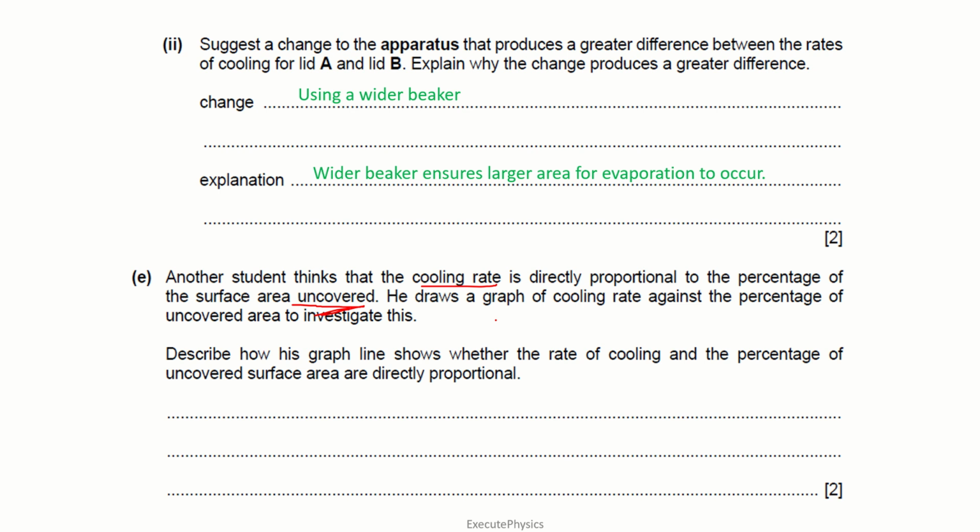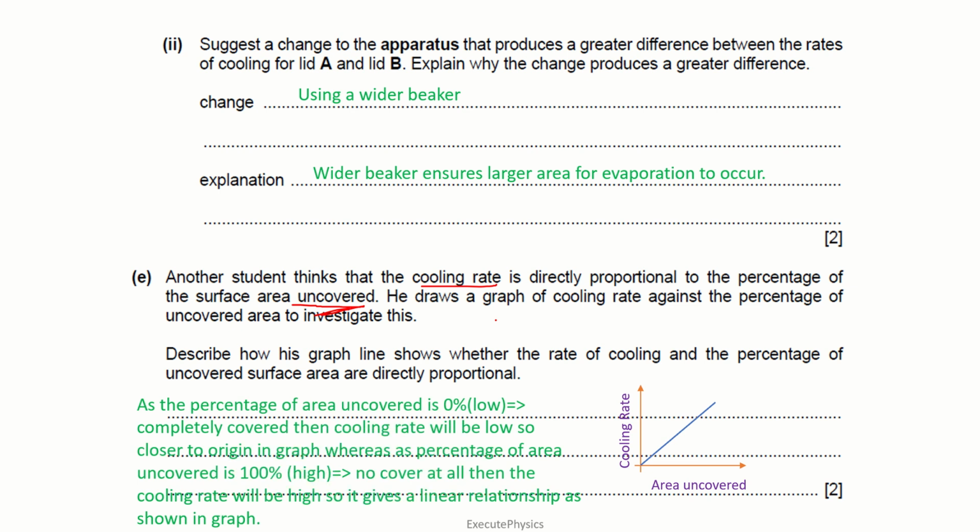So describe how this graph line shows whether the rate of cooling and the percentage of uncovered surface area are directly proportional. Any two physical quantities which are directly proportional will have a linear relationship. Am I right? So the graph would ideally look like this for any quantities which are directly proportional. But we need to prove it. We have to describe it.